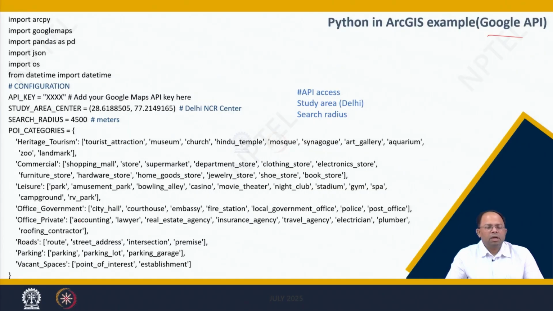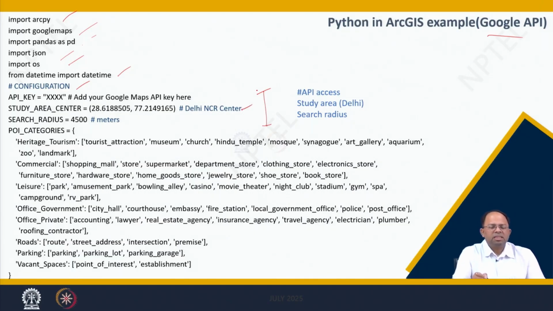So of course we are starting the code with importing ArcPy, importing googlemaps, importing Pandas as pd, importing JSON, importing OS, and from datetime importing datetime. So first we have to configure, and this is where we are configuring the API access. That is, we have to set the API key, because Google will not allow you access without an API key that you have to generate in the Google console.